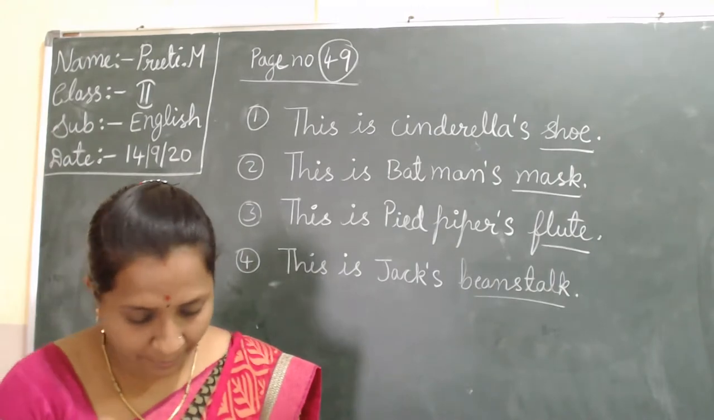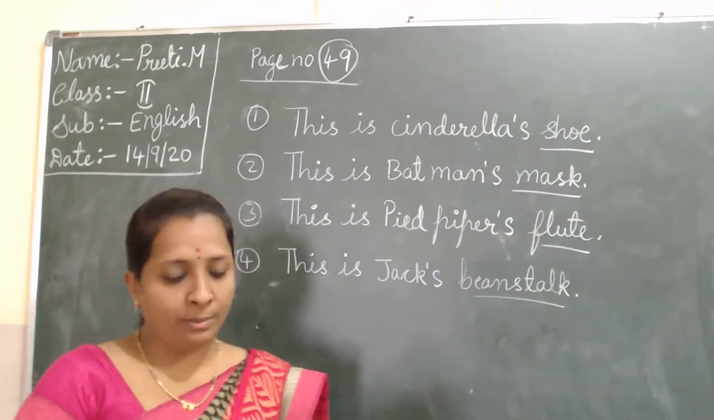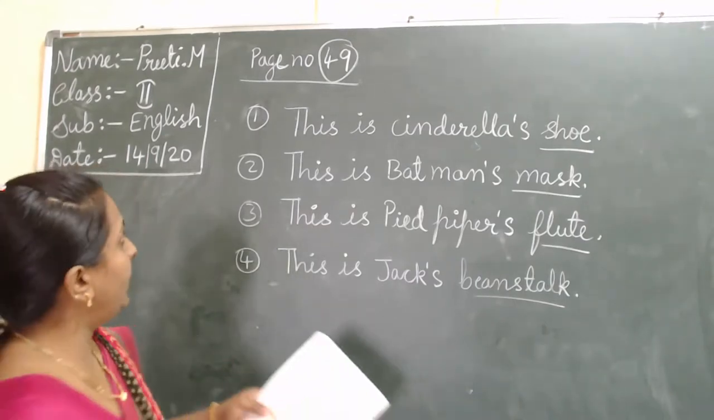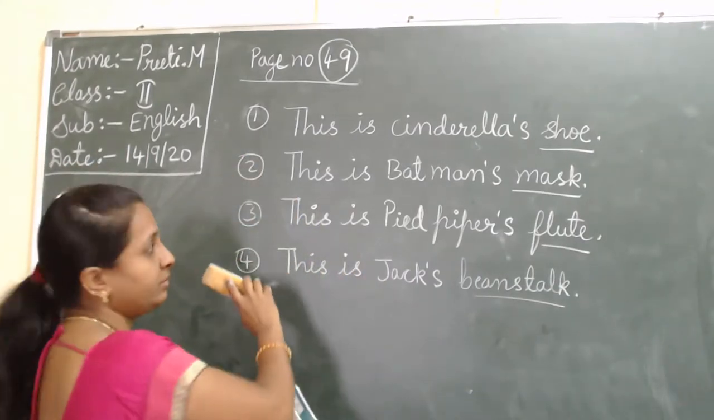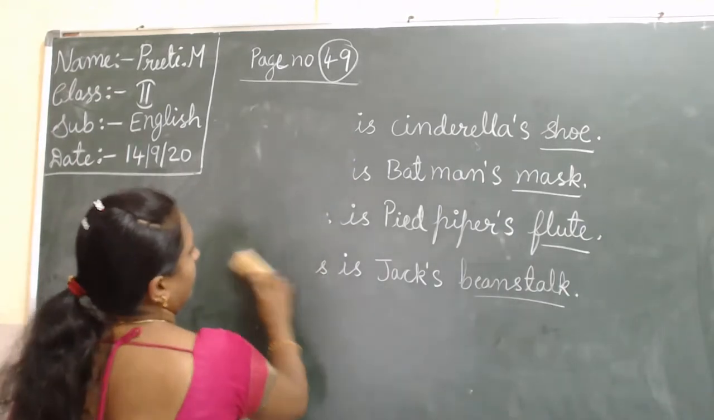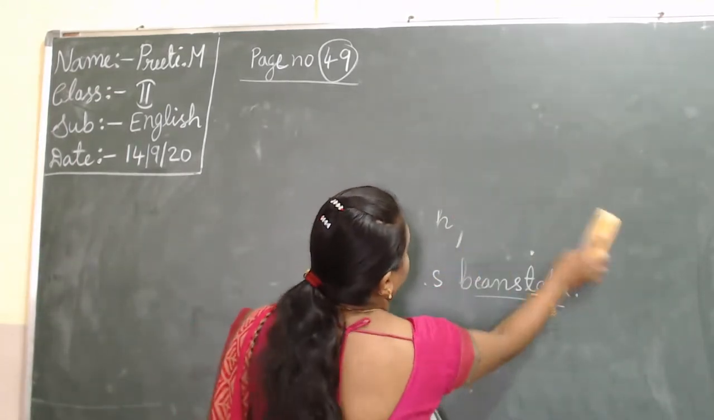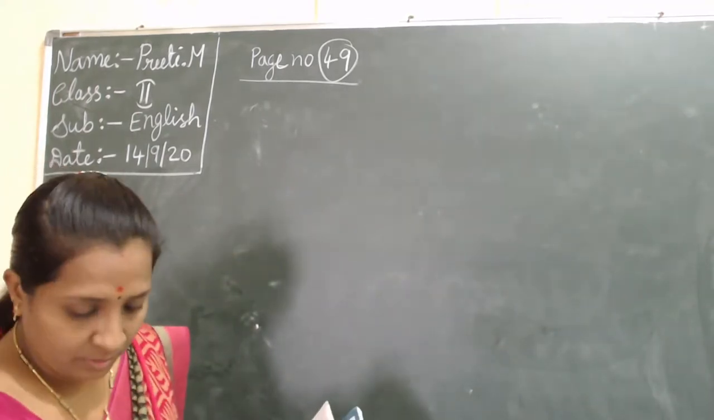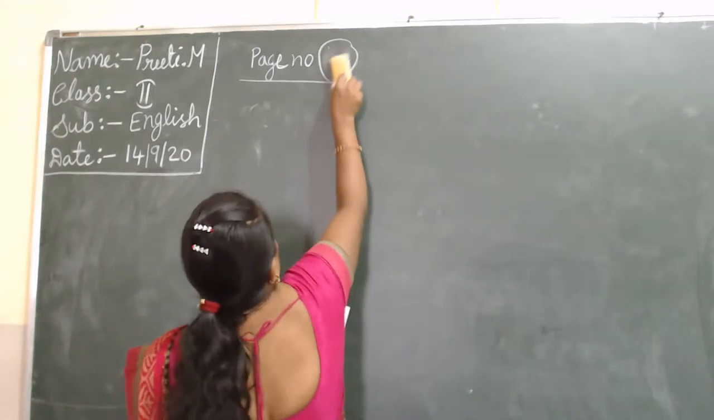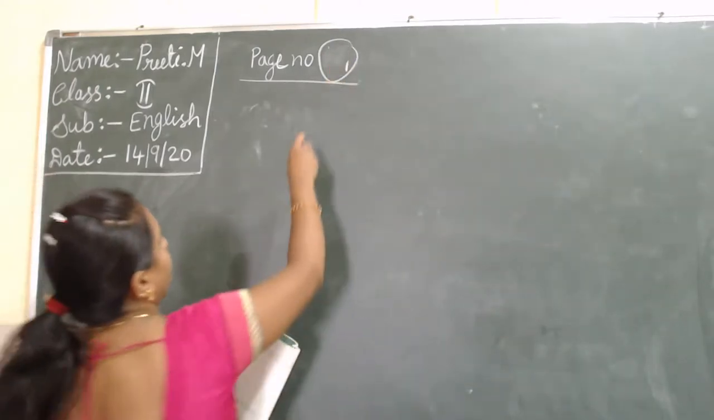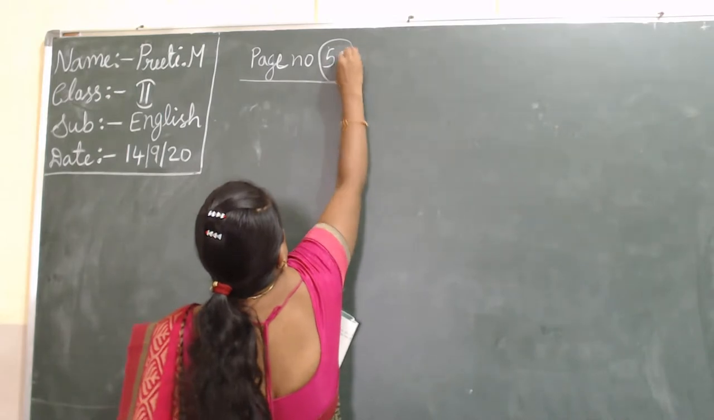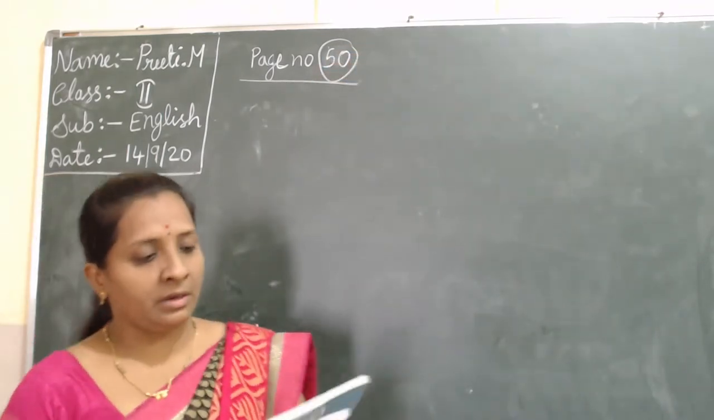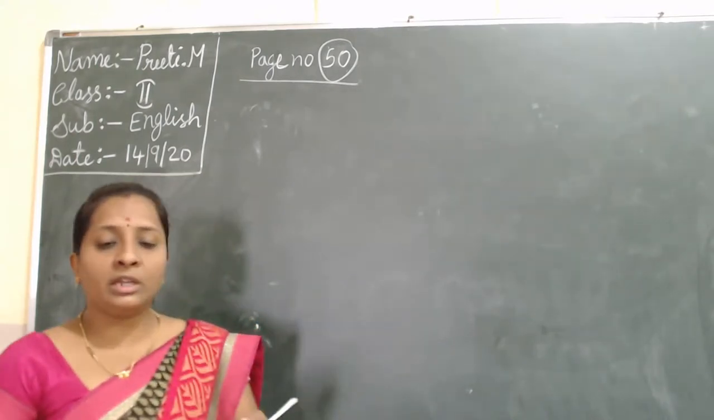Now open the page. Next, turn to page number 50. Page number 50. Shall I write this, children? Page number 50. Open page number 50, children. See here. Design another sea cucumber on the board.